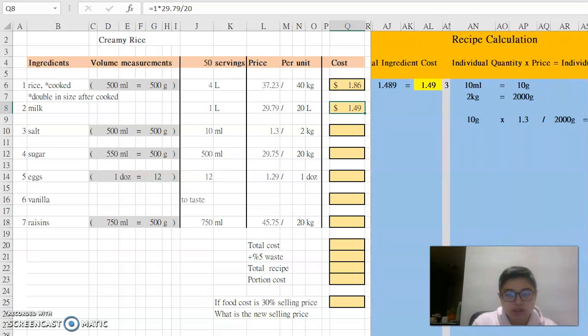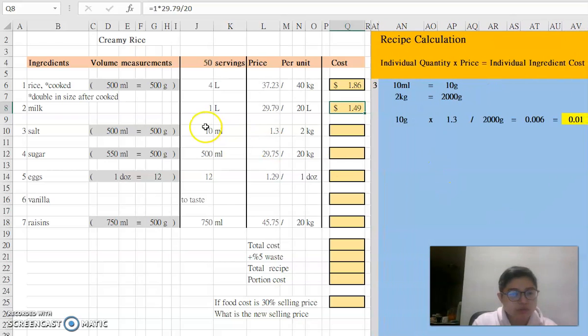Okay. And then I calculate the third one. Salt. The volume measurement is 500 milliliters equals to 500 grams. The servings, 50 servings is 10 milliliters, and the price per unit is in kilograms. So we need to have the transformation of the unit. I will change all of them into grams. So 10 milliliters is equal to 10 grams, and 2 kilograms is equal to 2000 grams.